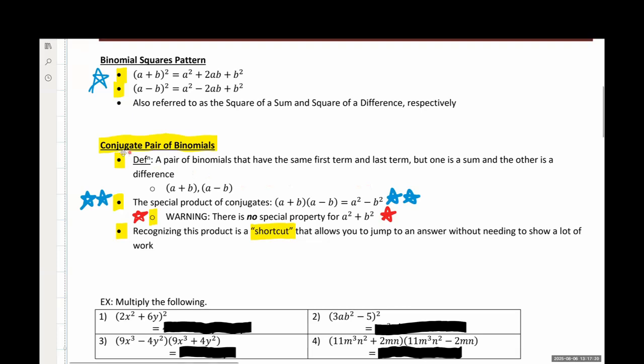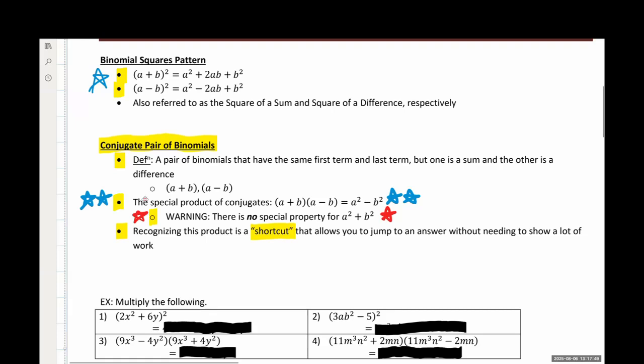We refer to this as the conjugate pair of binomials. A conjugate pair of binomials is where the first and last terms are the same, but one is a sum and the other is a difference. So one of them has an addition sign in the middle, the other has a subtraction sign in the middle. Otherwise, a is the same and b is the same. That's the only difference that shows up between conjugate pairs.